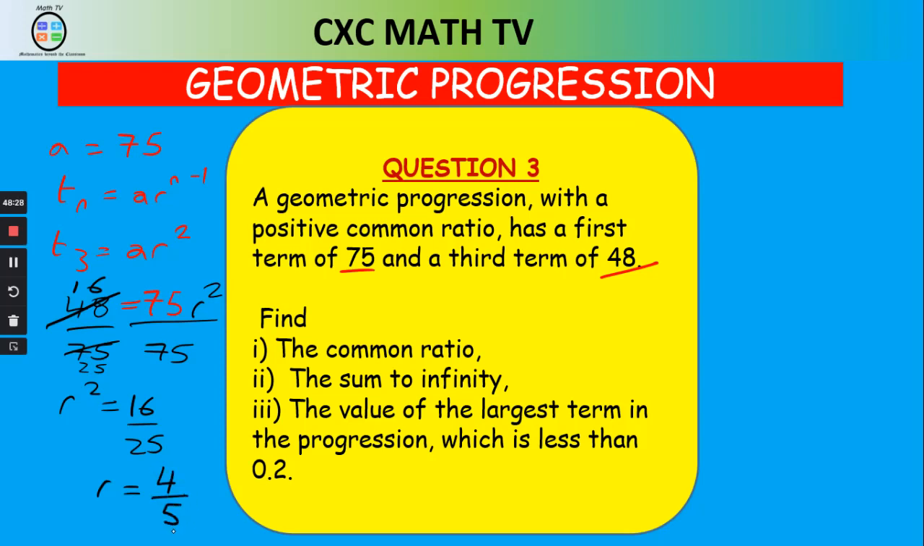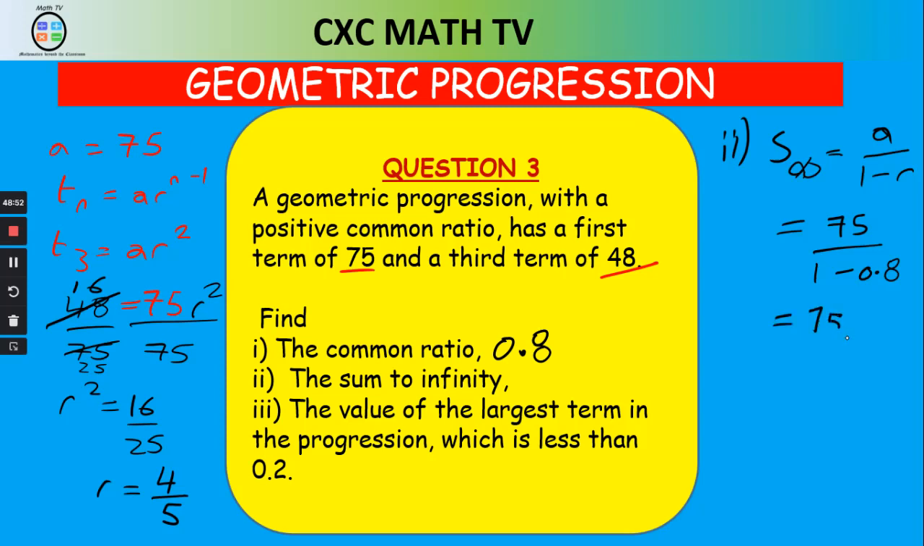And the square root of 25 is 5. That's a common ratio, 0.8. Now, part 2. Sum to infinity, a over 1 minus r. That is a, 75 over 1 minus r. And r is 0.8. So that's 75 divided by 0.2. That is the same as 75 times 5, which is, that's what, 150 plus 150 is 300 plus 75 is 375. So as I said, I love adding without the calculator.